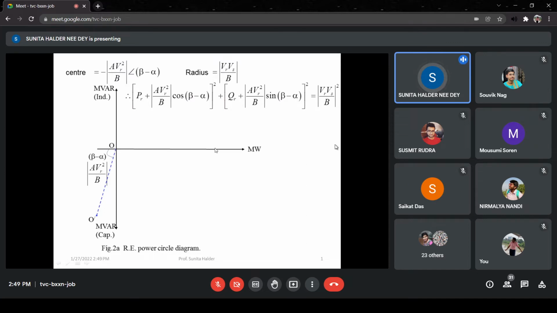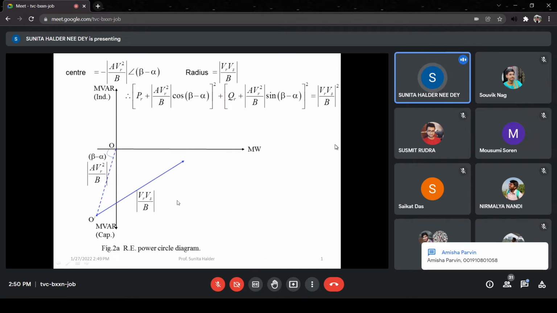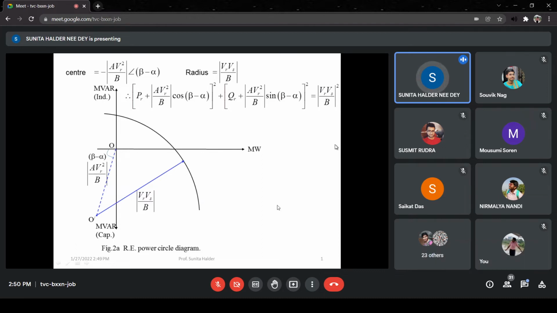So actually we are measuring powers, megawatt and MVAR. So whatever we shall measure from O, O dash is only the center of the circle. Okay, because the center is minus A VR square by B at an angle beta minus alpha. If the center be 0, 0, then it will be O, like that. Then the radius is VR Vs by B. So with a radius of VR Vs by B, we must draw a circle. So this will be the receiving end power circle.